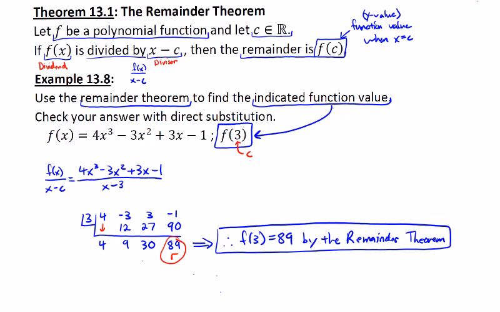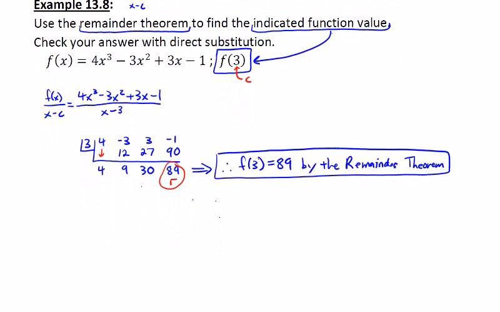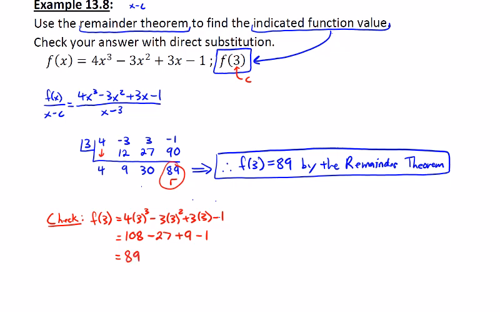Now it also says here, check your answer with direct substitution. So let's do that. So with direct substitution, call this the check. All we have to do is plug in 3 for all the x's in the original equation. So the check is going to look like this. F of 3 will be 4 times 3 cubed minus 3 times 3 squared plus 3 times 3 minus 1, which is going to result in 108 minus 27 plus 9 minus 1. And then all of that is going to add up to be 89, which is the exact same answer that we have from the remainder theorem.